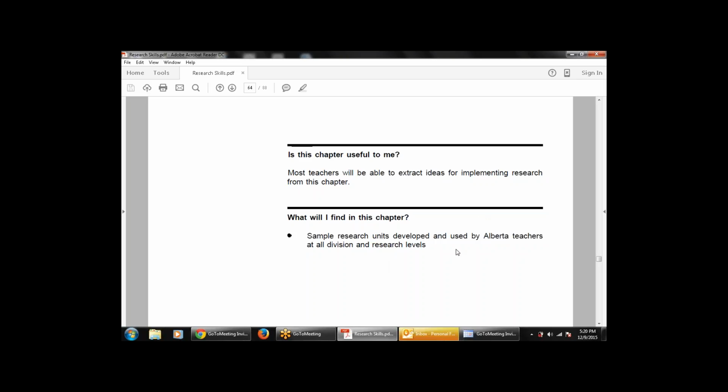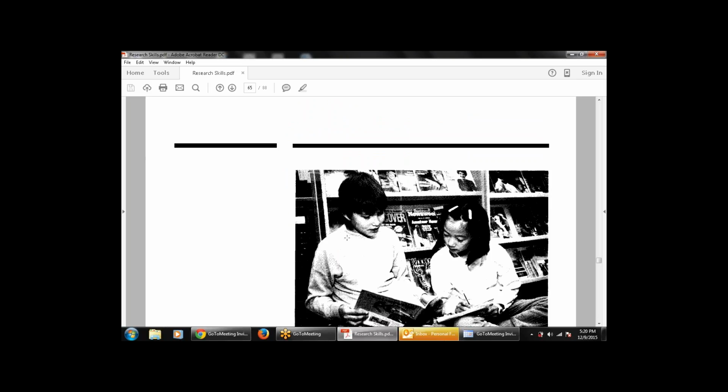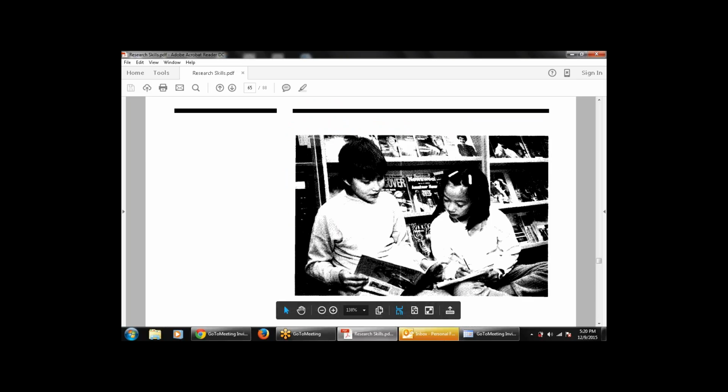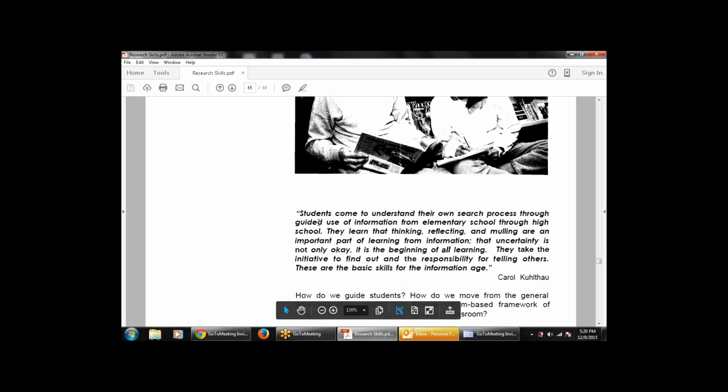There are sample research units developed and used by Alberta teachers, used at the division level and as a research activity. This is one of the research activities that is going on in the classroom. Now this is an important quote given by Carol Kuhlthau.